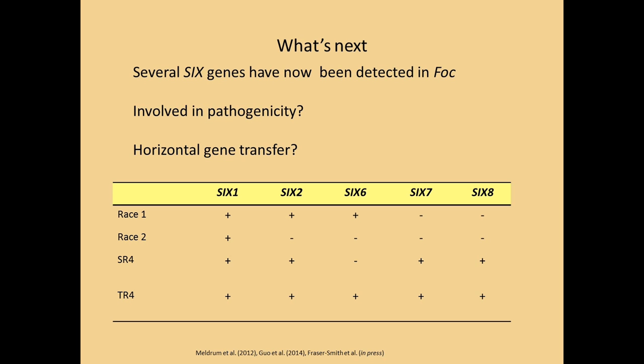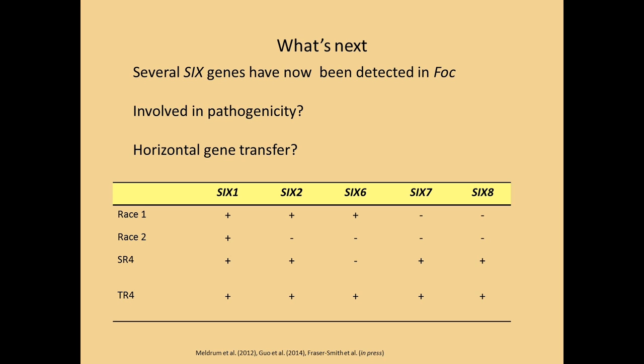So what we've looked at so far is 6, well, we've actually looked at more, but I'll just talk about these ones at the moment. 6.1 and 6.2, and we can discriminate on the basis of absence adherence on race 2 of 6.2. 6.6 is in race 1 and tropical race 4, but not subtropical race 4. And 6.7 and 6.8, as we saw before, was present in these 2, but because there's a sequence variation, that is enough to discriminate them. So there's a fairly strong association that's involved in pathogenicity.